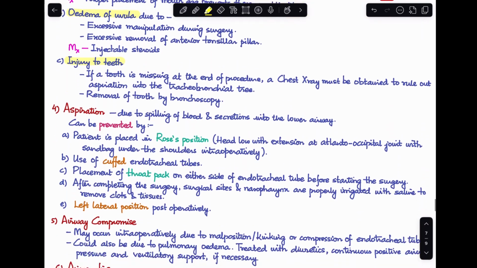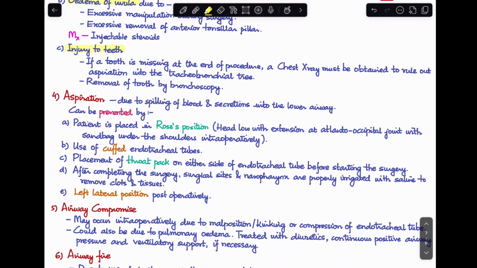The next complication is aspiration. Aspiration of what? Aspiration of the blood and secretions into the lower airway. There are multiple ways that we prevent this, and this is again a very common question that is asked during your practical exams. How would you prevent aspiration? What are the different precautions taken?